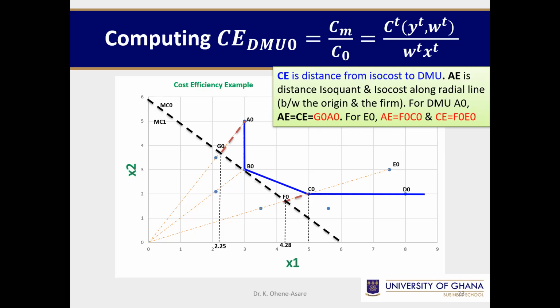It's going to be the same thing, isn't it? Yes, Doc. It's going to be the same thing because the distance between the isocost and the isoquant for A is the same as the cost efficiency value. For B, it will also be the same thing. What about for C? For C, what will be the allocative efficiency?